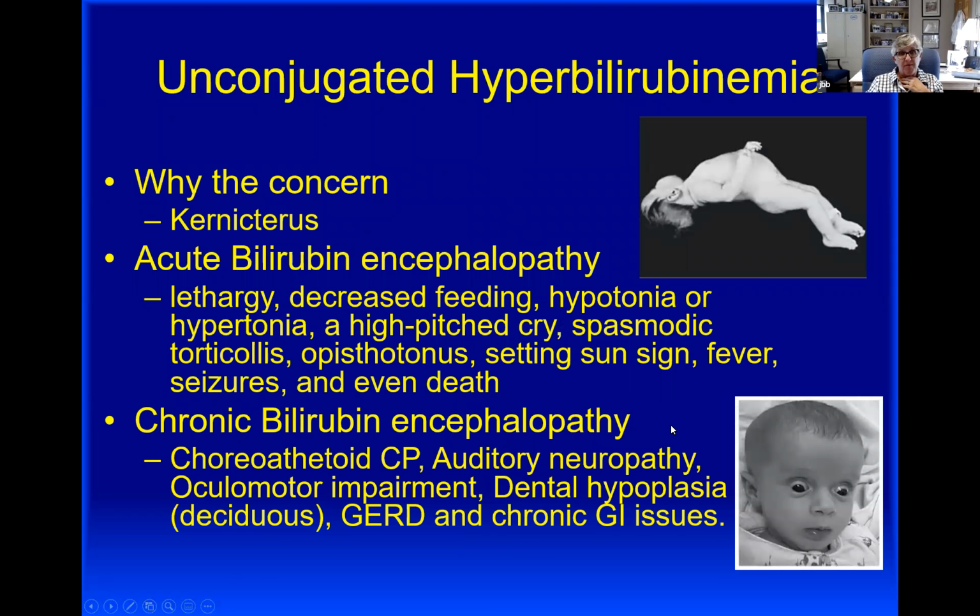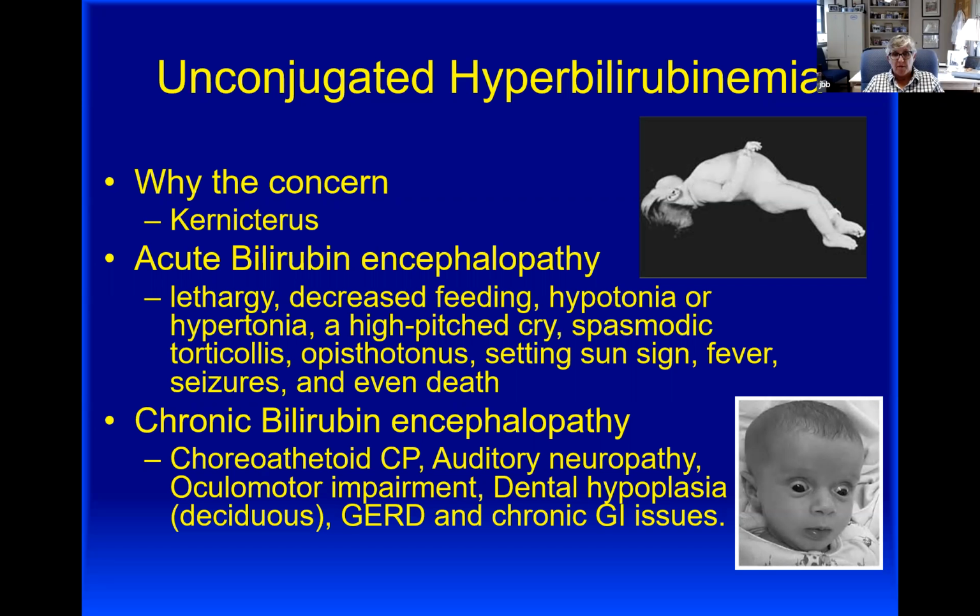Kernicterus, why is it a problem? Well, it's one of the main causes of CP, and again, we used to see it a lot, and now it's decreased because everybody's listening to this and following the recommendations. But how does it present? These will be board questions for you because we are still concerned about it, although we don't see it that much anymore. It presents with lethargy, decreased feeding, hypotonia or hypertonia, a high-pitched cry, a torticollis, opisthotonos, the setting sun sign with the eyes, fever, seizures, and even death.